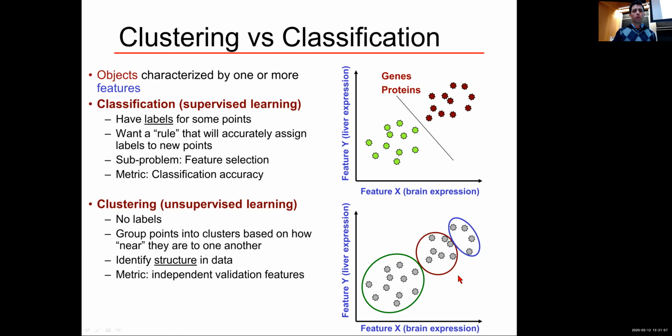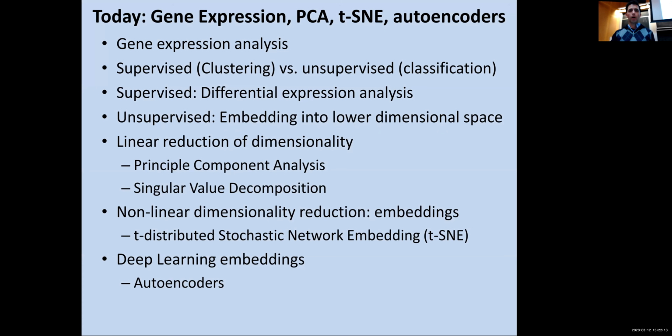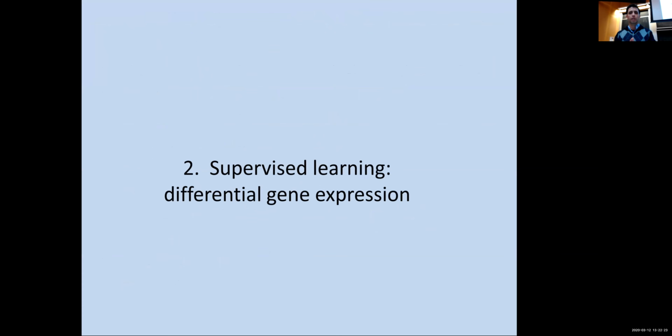With clustering, there's no labels. We're just going to be grouping points into clusters based on how near they are to each other. Or we might be visualizing the data to gain insights as to what the actual underlying structure looks like. Okay? So let's dive right in. So basically, first, supervised learning. And in particular, how do I find the genes that are differentially expressed between Alzheimer's and non-Alzheimer's individuals?